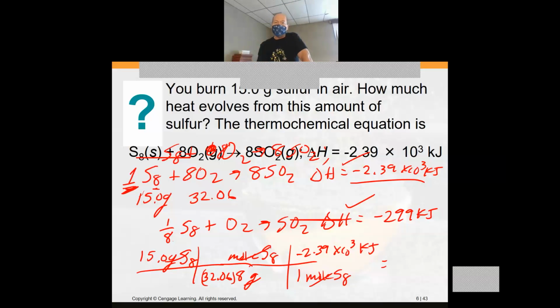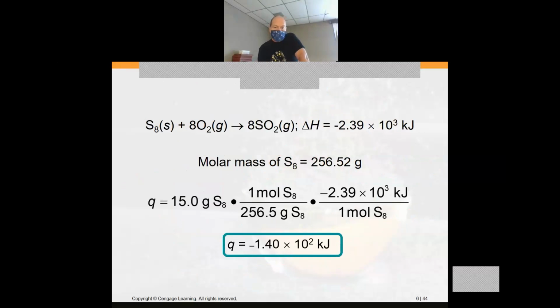That would be how much heat is released, or as they use the word, evolves. It is exothermic. You're burning something, so you're going to be giving off heat. This math needs a calculator. 32.06 times 8 gives you 256.5 grams per mole. Then you take that times your 15, that cancels, and then your 1 mole of S8 releases 2.39 times 10 to the third kilojoules.